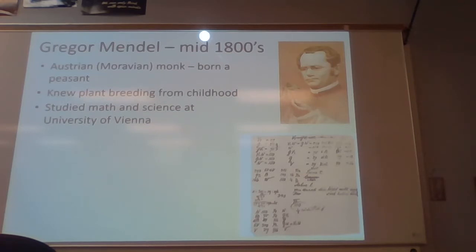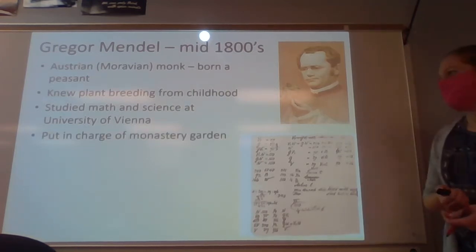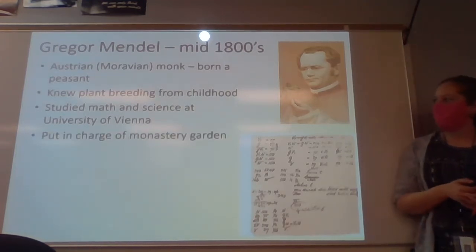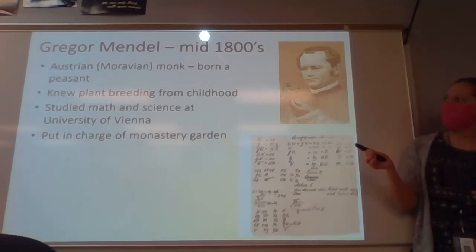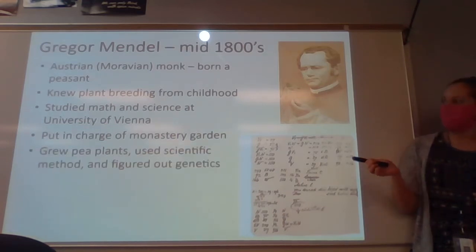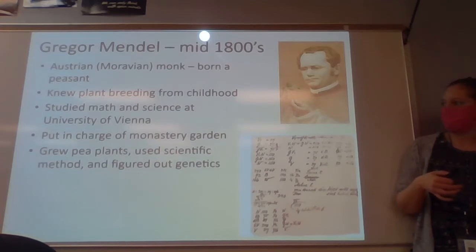He ended up studying math and science at the University of Vienna. Vienna, Austria. Yeah, Indiana. Like, dude, that's cool. And so I think partially because of his background and that he knew how to grow plants, he got put in charge of the garden. And as he was growing these plants, he kept really good records and did some various experiments, specifically looking at various different crossings of traits. So we're gonna look at some of his data today.